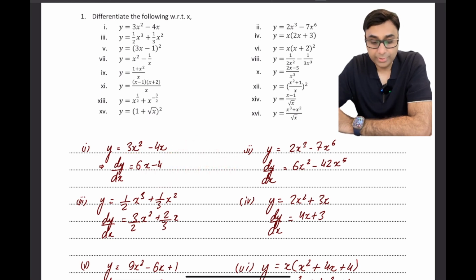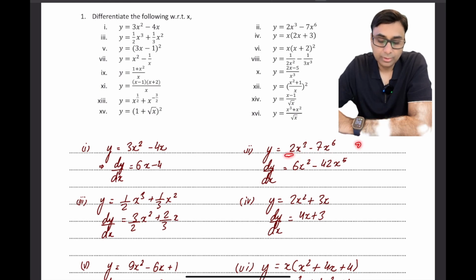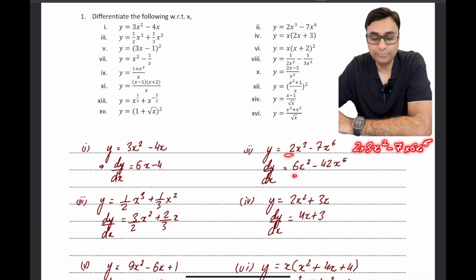Let's have a look at another example. I have to differentiate y is equal to 2x cubed minus 7x to the power 6. So 2 will be copied as it is, and x cubed will be differentiated to 3x square. Likewise, 7 will be copied as it is, and x to the power 6 would be differentiated to 6x to the power 5. And then we can simplify it to get the simplified result.